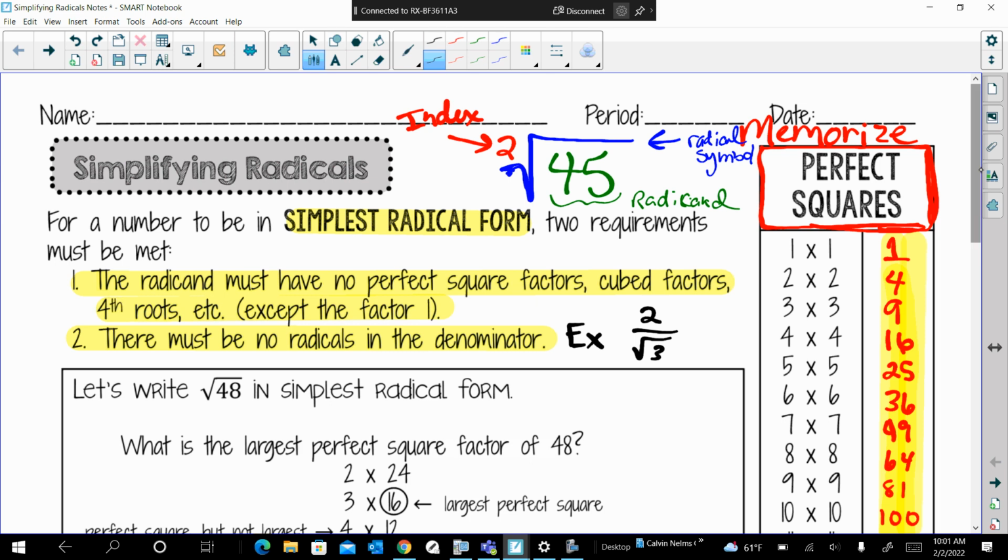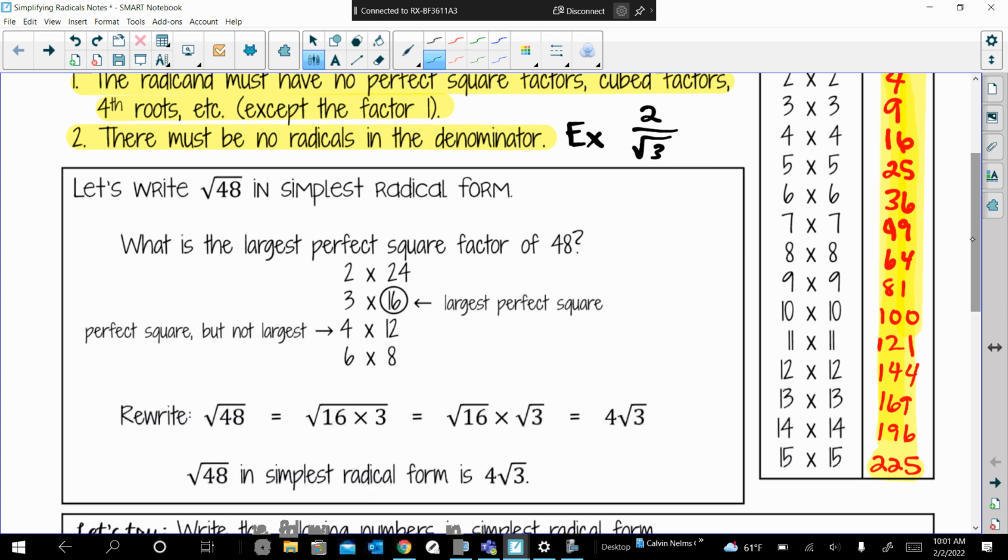So they gave you an example up here. They say we're gonna write the square root of 48 right here, or in simplest form. What you do is you look for the largest perfect square factors. Factors are numbers that you're multiplying together. So yes, I know 2 times 24 gives me 48, but 2 is not in my box over here.